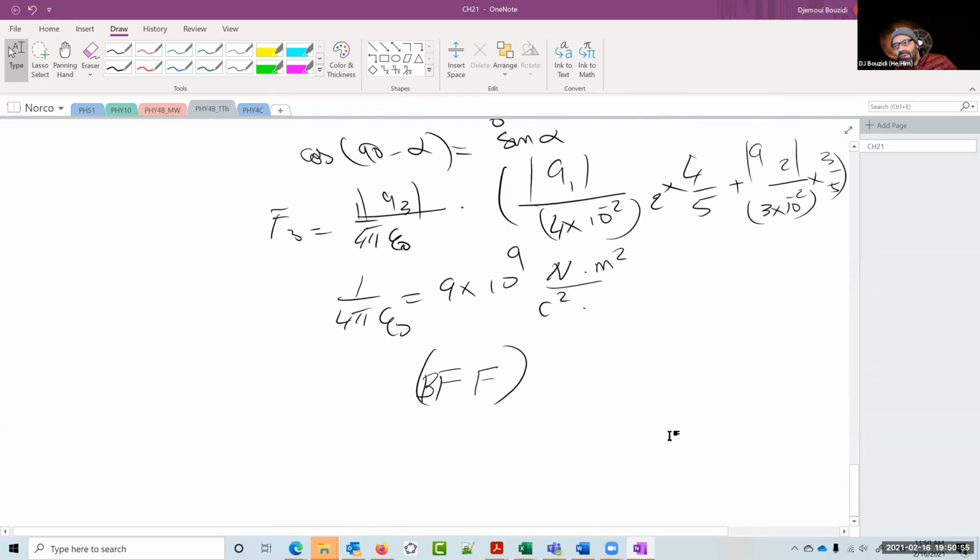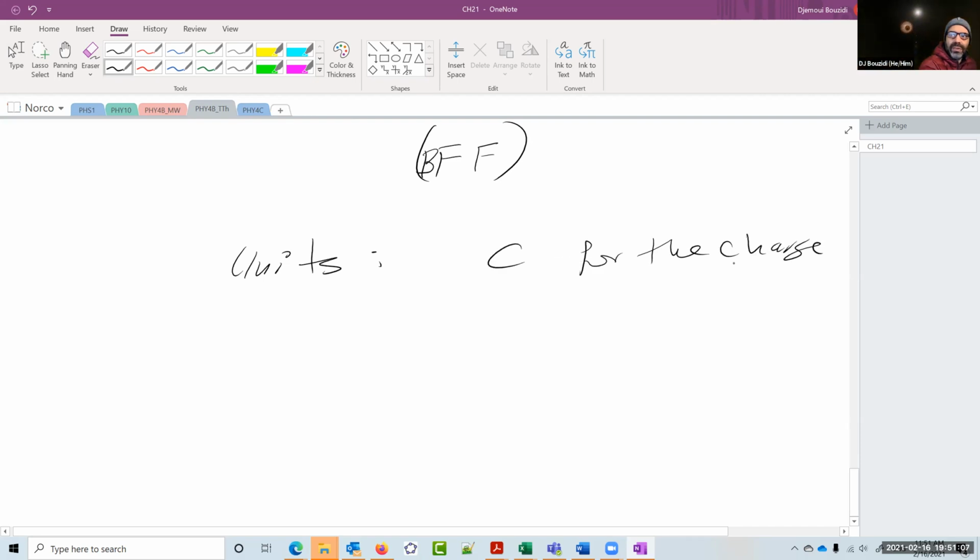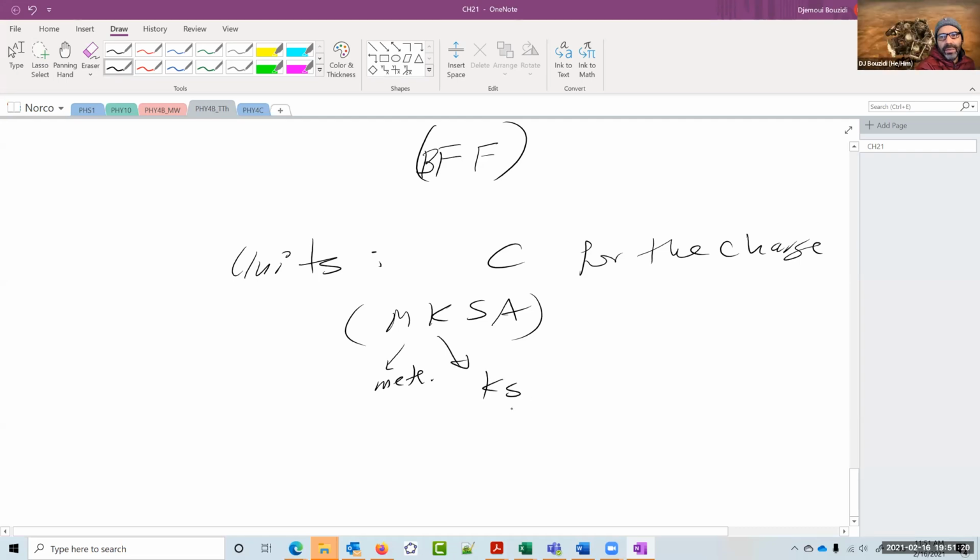One word, I know they still have 5 minutes before the class is over. One word about the units, okay? We use the Coulomb for the charge. When you did physics for A, they made a big fuss over the fact that the MKSA system is meters for distance, kilogram for mass, second for time, and A for ampere for the current, okay?